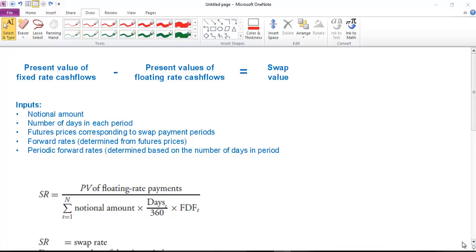Hi, in this video I'll show you how to calculate floating rate payments on a swap, fixed rate payments on a swap, value a swap, and then calculate the swap rate.